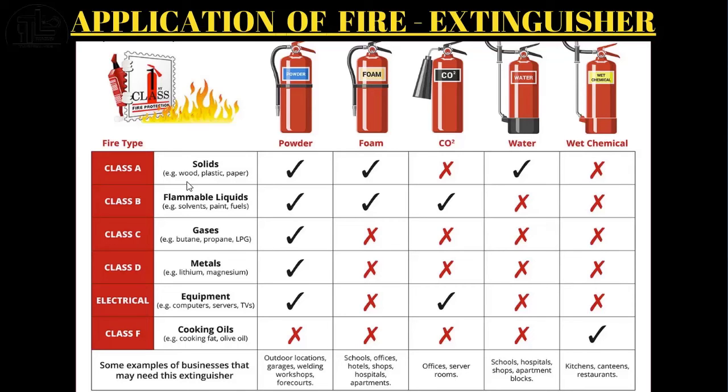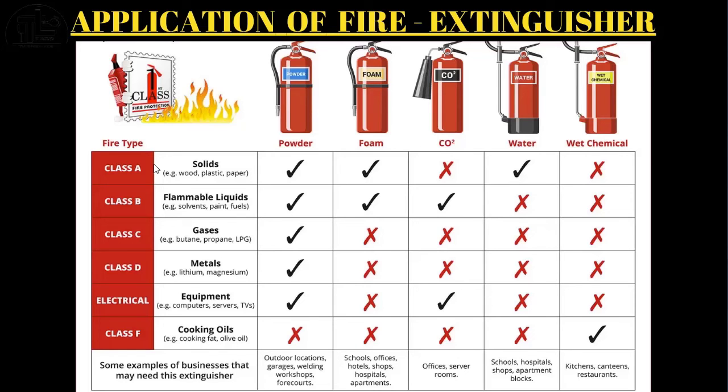Here you can see, if the source of fire is from solids like wood, plastic, paper, it is called Class A fire type. If there are flammable liquids like solvents, paints, fuels, then it is Class B. If the source of fire is gases like butane, propane, LPG, it is Class C. If the source of fire is metals like lithium, magnesium, it is Class D. If the source of fire is some electrical equipment like computers, servers, TVs, it is electrical. And if the source of fire is cooking oils like cooking fat, olive oil, it is Class F.